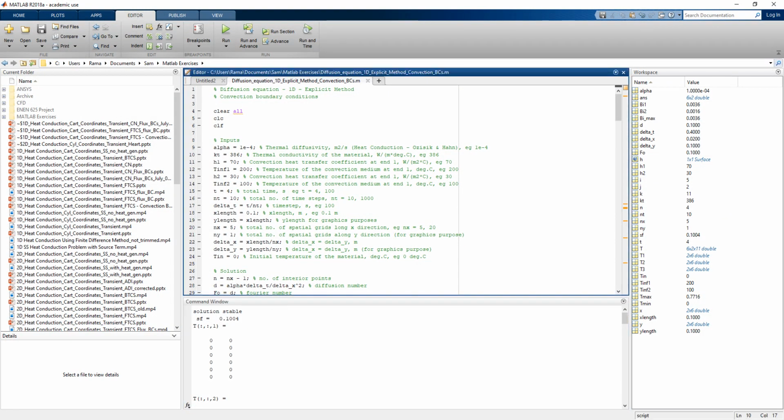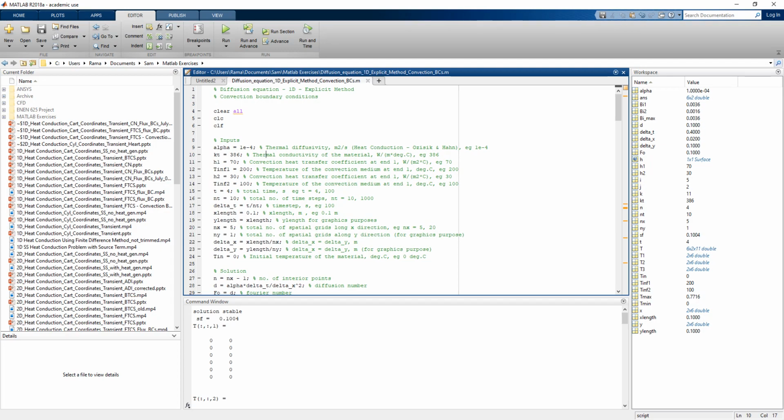Here we have the thermal diffusivity alpha specified and the thermal conductivity specified. H1, the convection heat transfer coefficient, and the ambient temperature at end 1 are specified. Likewise, the convection heat transfer coefficient and the temperature at the right end are specified. The total time is considered as 4 seconds and the number of time steps as 10. So our delta t, or the time step, is 0.4 seconds.